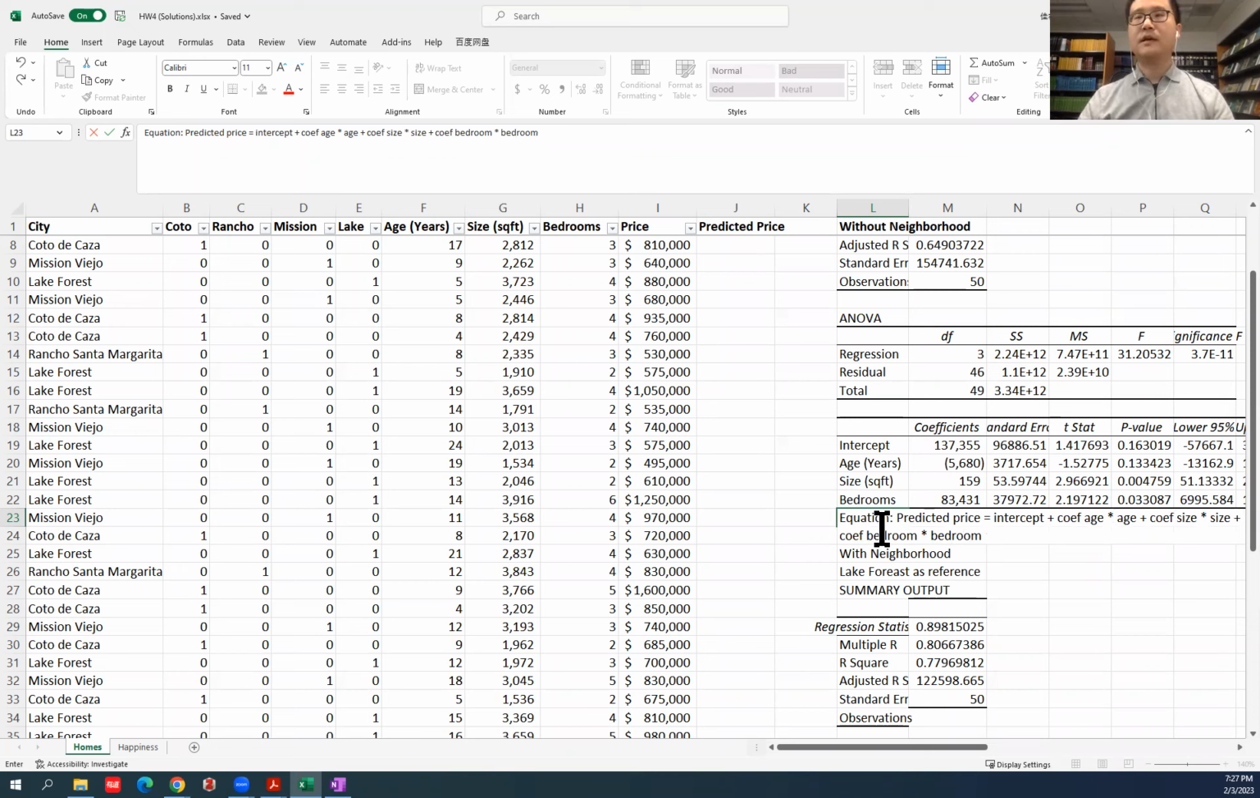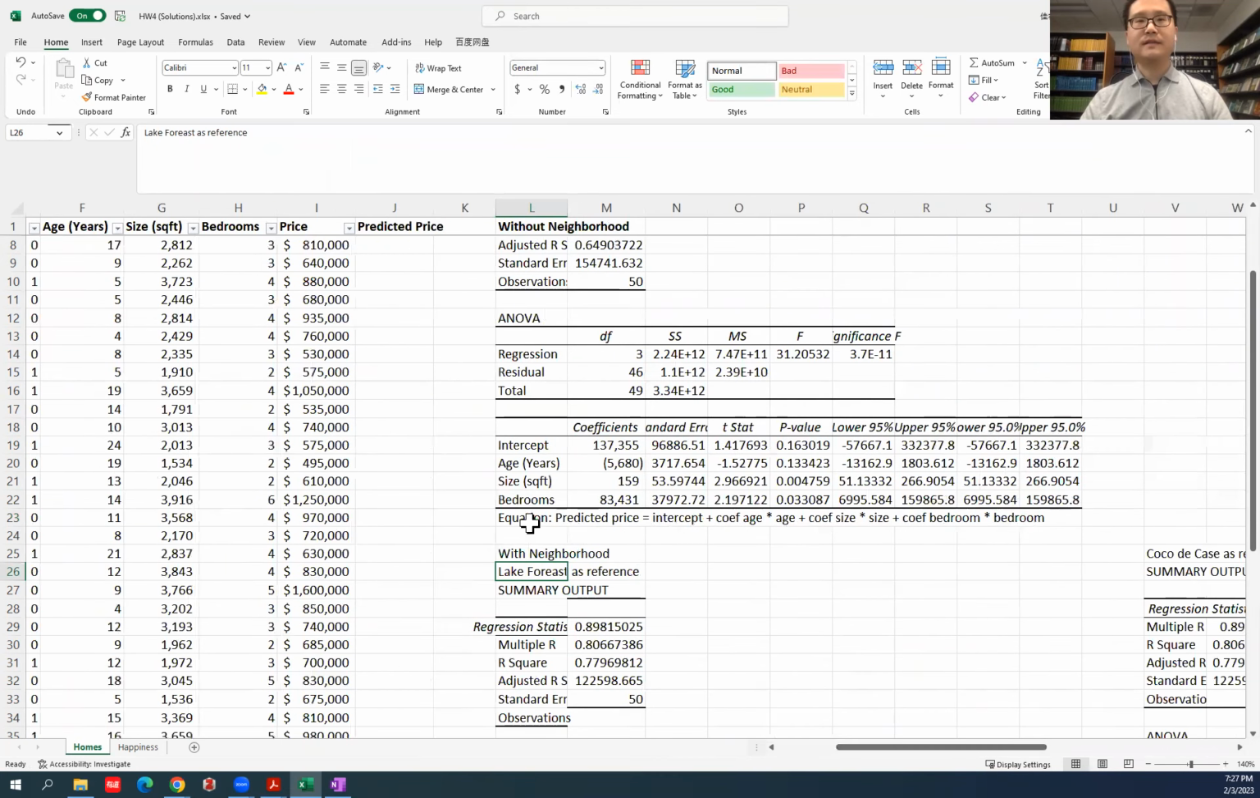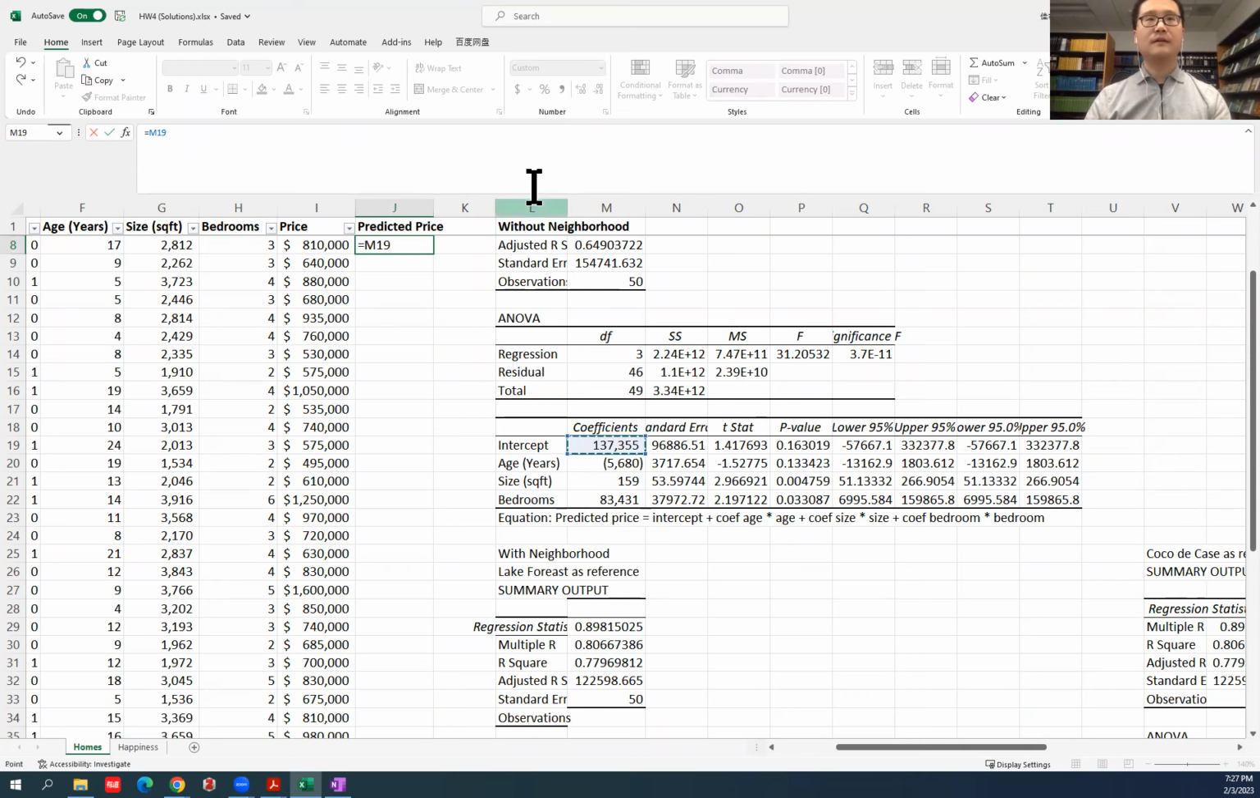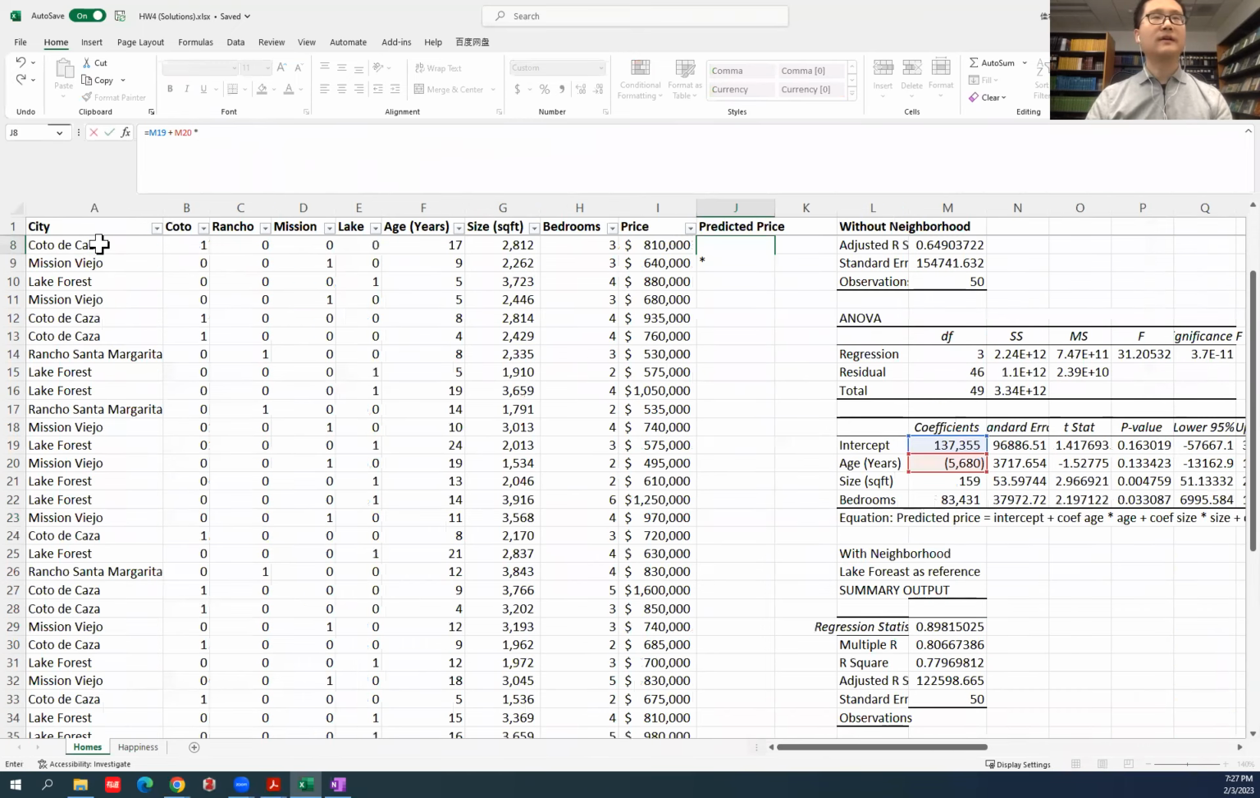So now let's put this concept in use. With this in mind, we simply need to calculate the predicted price using the regression equation by referring to the cells. So we start from the intercept. With the intercept, we add the multiplication of the coefficient of age times age. Where is the age? It's this.